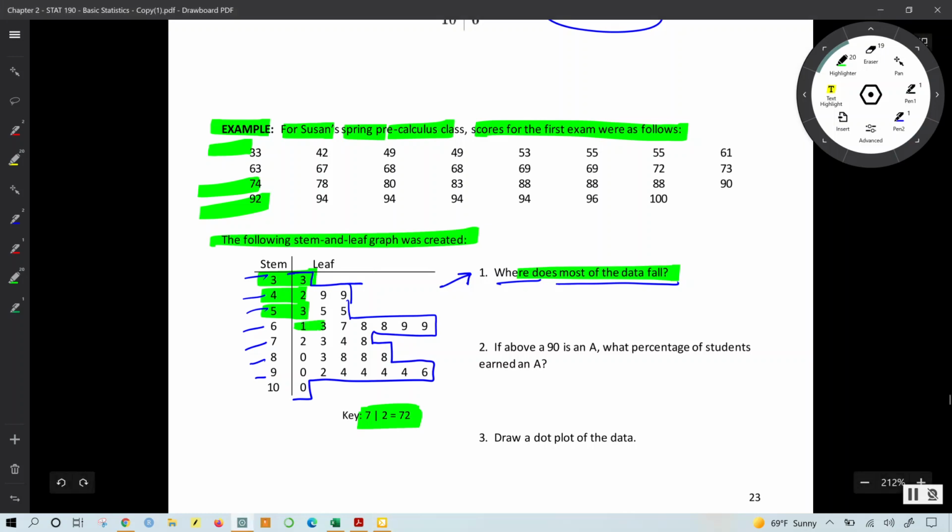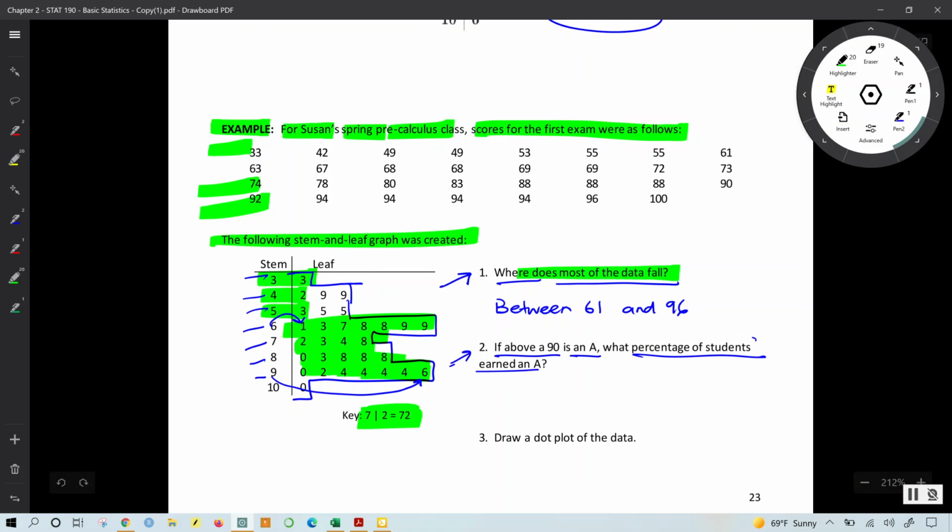What I observed is that most of the data falls between this range, that is between 61 and 96. So I would answer between 61 and 96. Now, the next question says, if above a 90 is an A, what percentage of students earned an A?